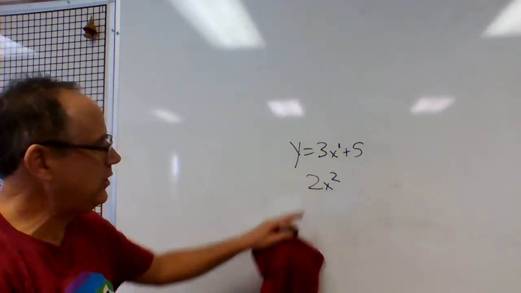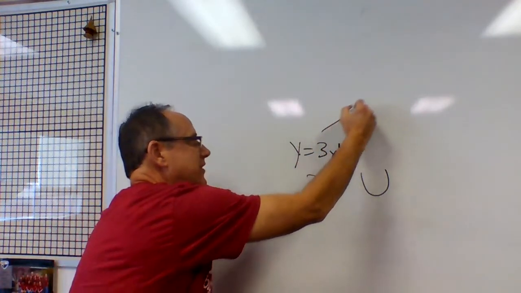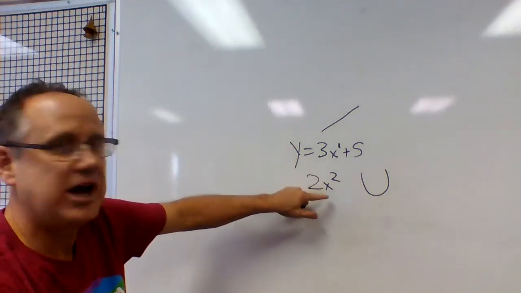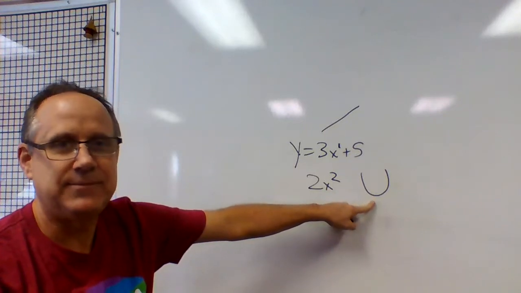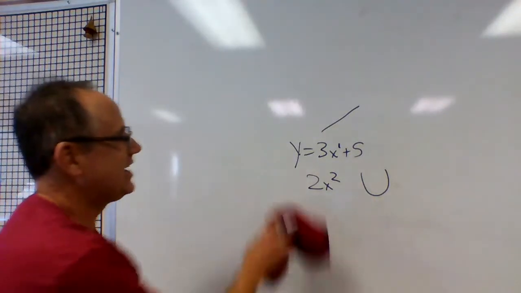2x squared is not linear. If we were to graph this, it would look like this. So it's not linear. This would be graphed like this, where this is a linear equation. This is a monomial that if it was graphed would look like a parabola. It's called a parabola. All right, so let's take a look at example 1.